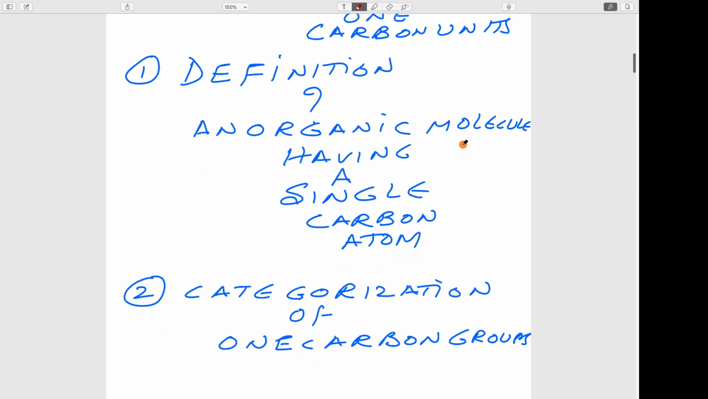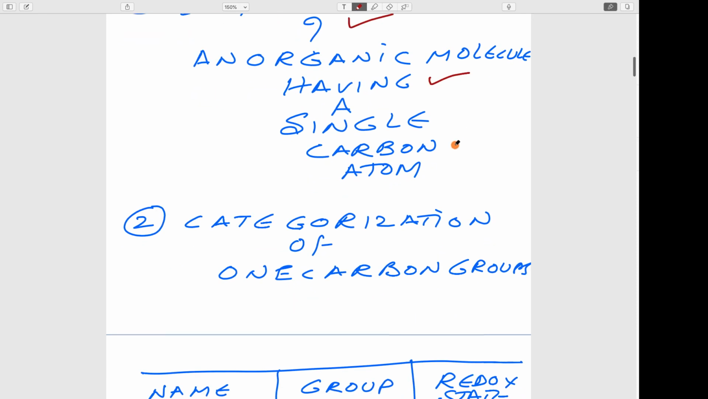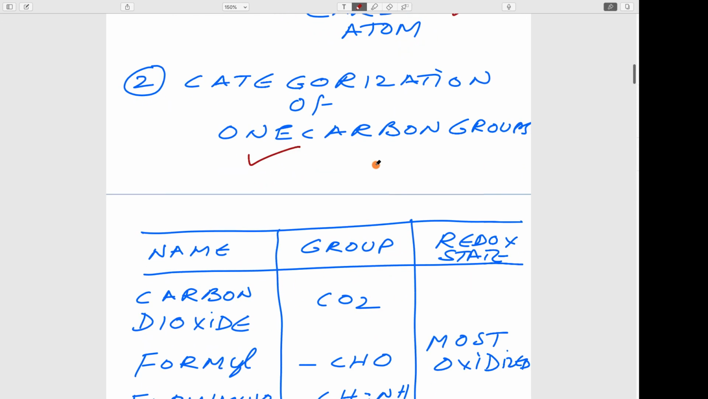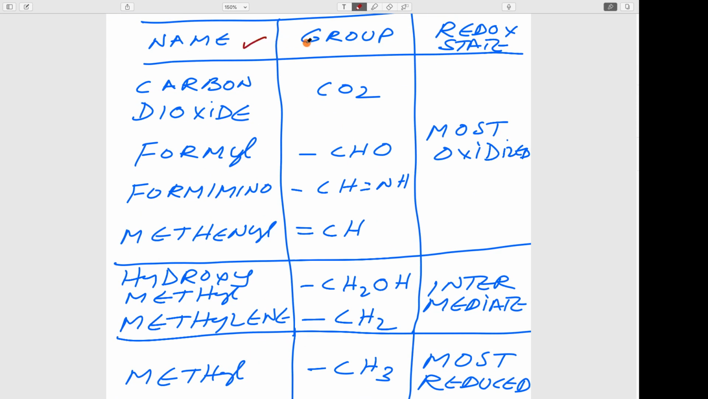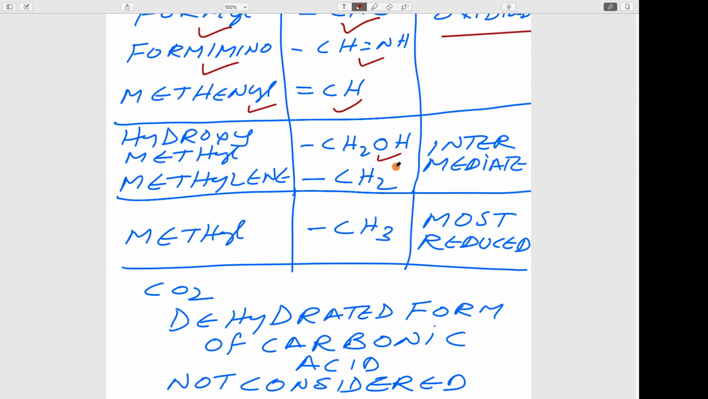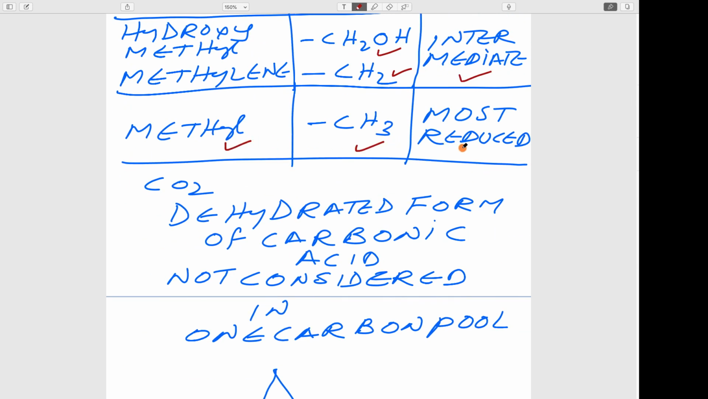In the first objective, we studied the definition, where we said an organic molecule having a single carbon atom can be called a 1-carbon group. Then we categorized these various 1-carbon groups into different oxidation states. The first one is name, group, and redox state. Carbon dioxide, CO2, formyl, CHO, formimino, CHNH, and methenyl, CH, are the most oxidized. Then hydroxymethyl, CH2OH, and methylene, CH2, are in an intermediate redox state. Then methyl, CH3, is the most reduced.